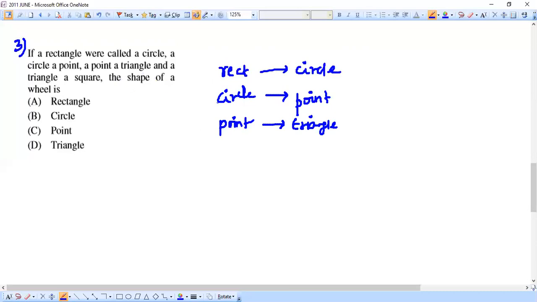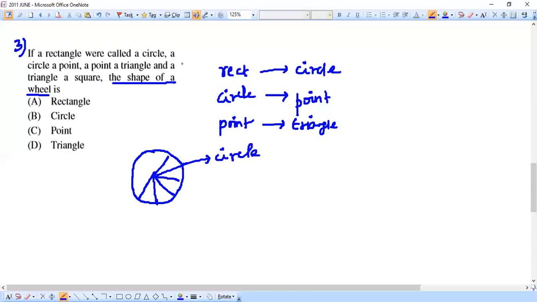And a triangle is a square. Likewise, you have a list here. Then the shape of a wheel is. So likewise, this is the way they will be giving the question. The shape of a wheel is. Actually, a wheel is like this, right? It's a round shape. So wheel can then be matched to which particular shape here? So wheel means it will be in this shape only. So that means wheel is taking what shape? Wheel takes a circle shape. Is it or not? Wheel is a circle shape.